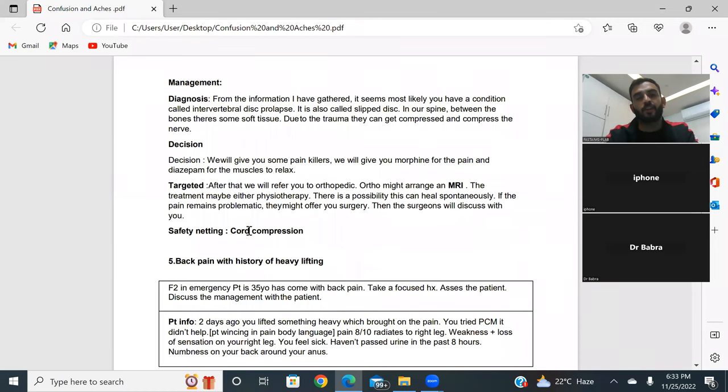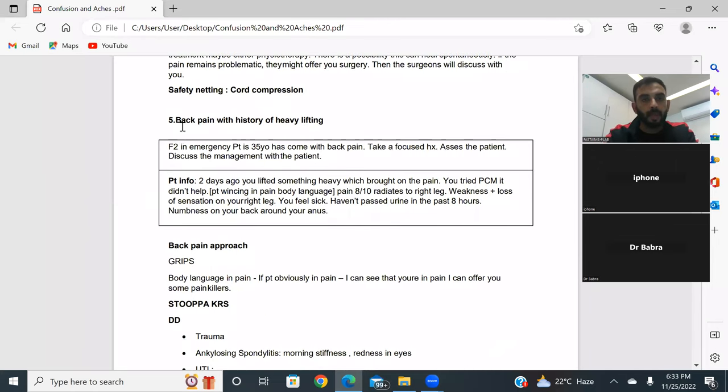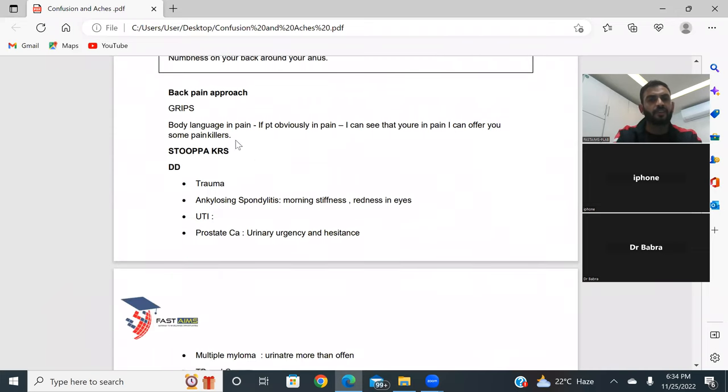So safety netting is with the cord compression, okay? Pain, history of heavy lifting. Same scenario. He was lifting some log and he got the pain. It was sudden and so on. And there was nothing else.